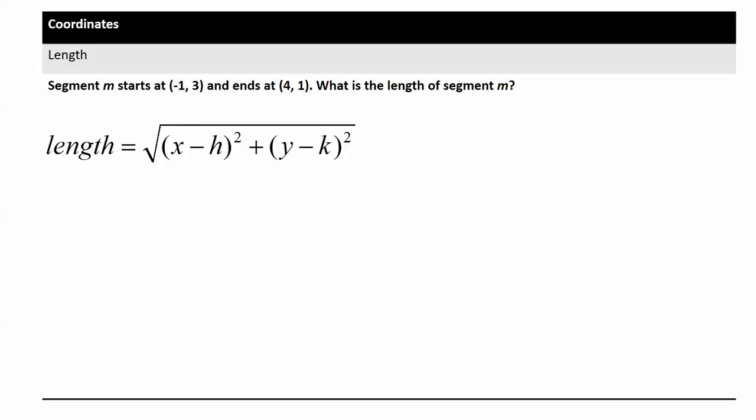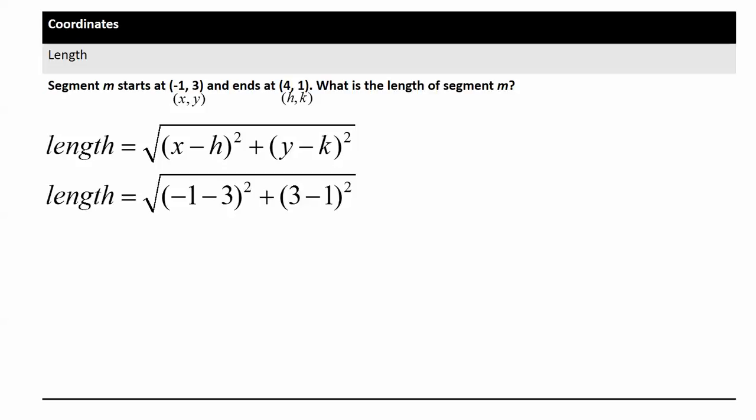So, starting out, we'll take our length formula and identify our x and y. So, -1, 3 will be our x, y pair, and 4, 1 will be our h, k pair. So, we'll take those values and plug them in to the formula. So, length is going to equal x minus h, -1 minus 3 squared, plus y minus k, or 3 minus 1 squared. Remember, we're always going to simplify our parentheses first, so our length is going to equal -1 minus 3 is -4 squared, plus 3 minus 1 is 2 squared.